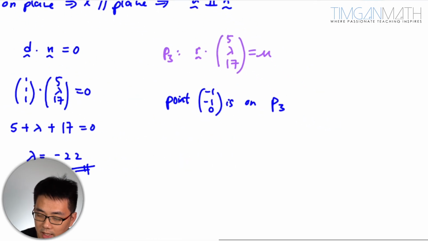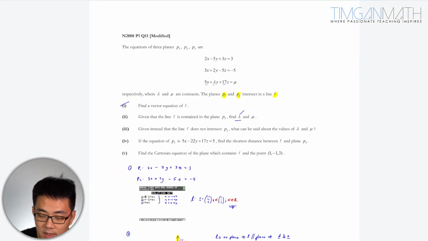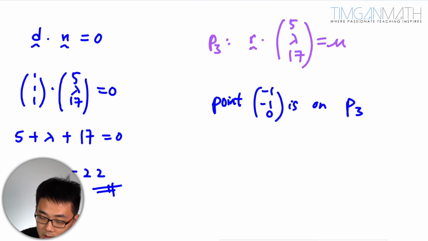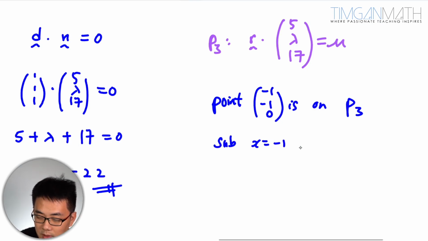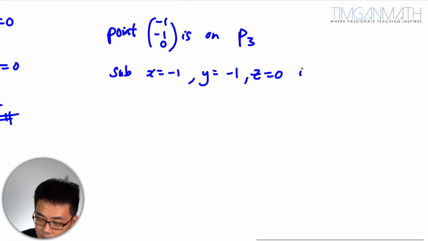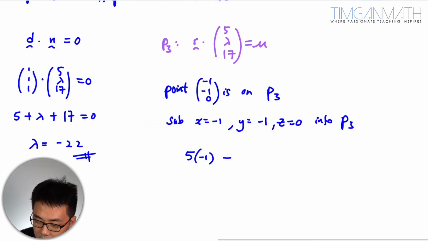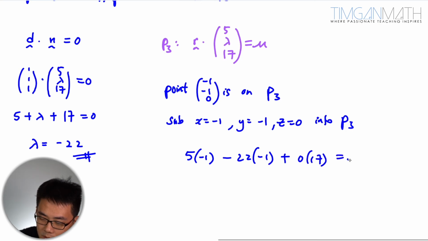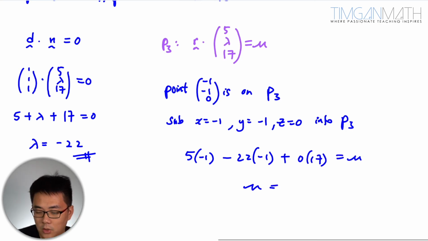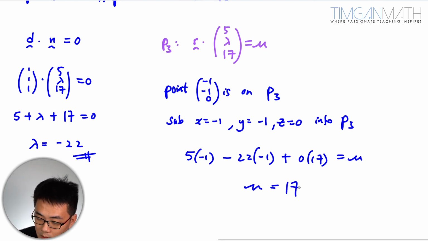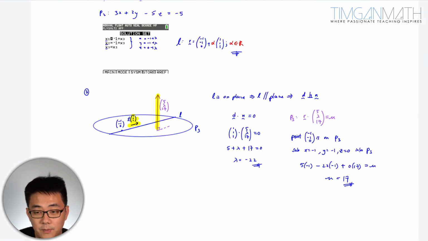Essentially, I could just substitute into the Cartesian equation. That would be good. So substitute x equals -1, y equals -1, z equals 0 into P3. In this case, it is 5 times -1 plus lambda, which is actually -22, times -1, plus 0 times 17 equals mu. So mu becomes 22 minus 5, which is 17. Okay, so that's how you do this part here proficiently.